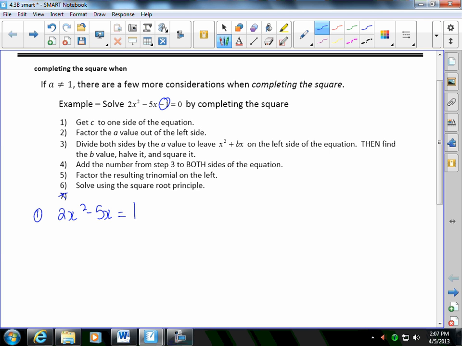So we want to factor the a value out of the left side. If I factor a 2 from here, that means I'm going to be left with x squared minus 5. So when I factor by 2, that means I divide by 2.